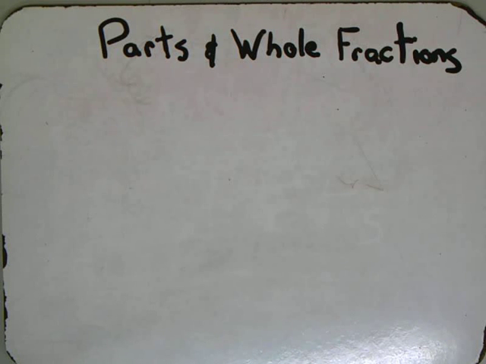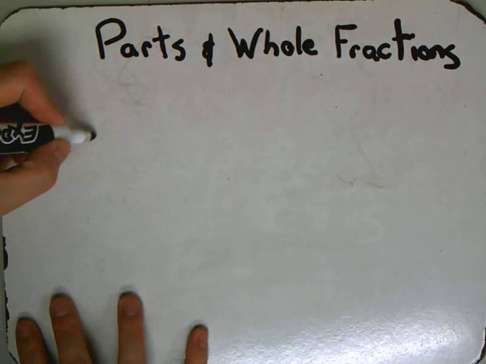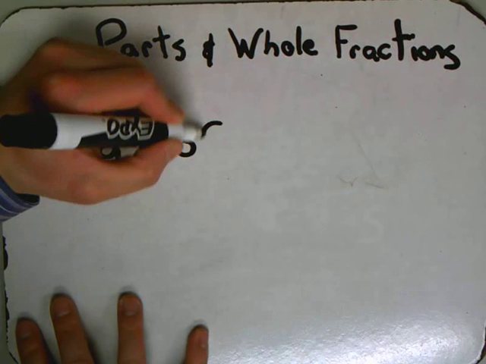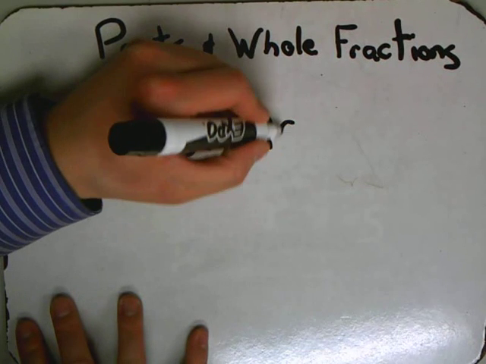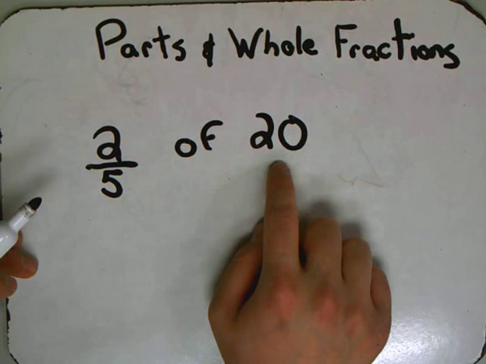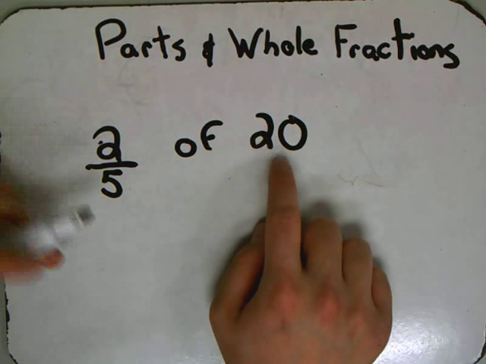Alright, when you're working with parts and whole fractions, there's three different ways you can do problems like this. But first of all, let me show you what a problem could look like. When you're dealing with parts and whole fractions, I could write something like this. 2/5 of 20. I would want to know what that number would represent. So if I'm taking 2/5, you know that your answer has to be less than 20. I want 2/5 of 20.